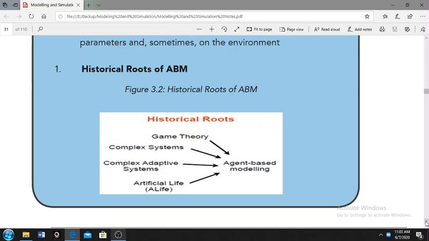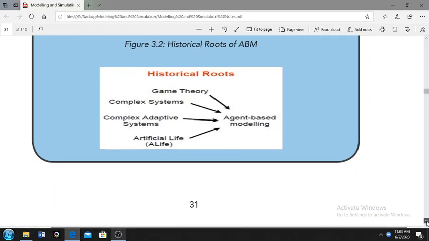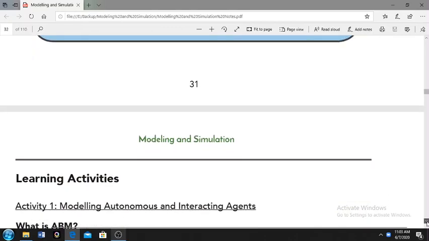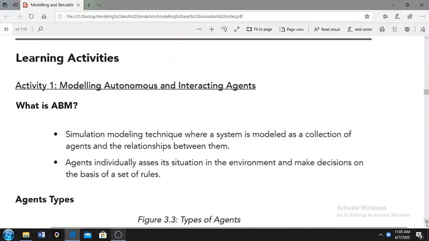Now, the historical roots of agent-based modeling. Agent-based modeling takes its roots from various disciplines like game theory, complex system, complex adaptive system, artificial intelligence, and so on. So these are the areas which historically influence agent-based modeling.